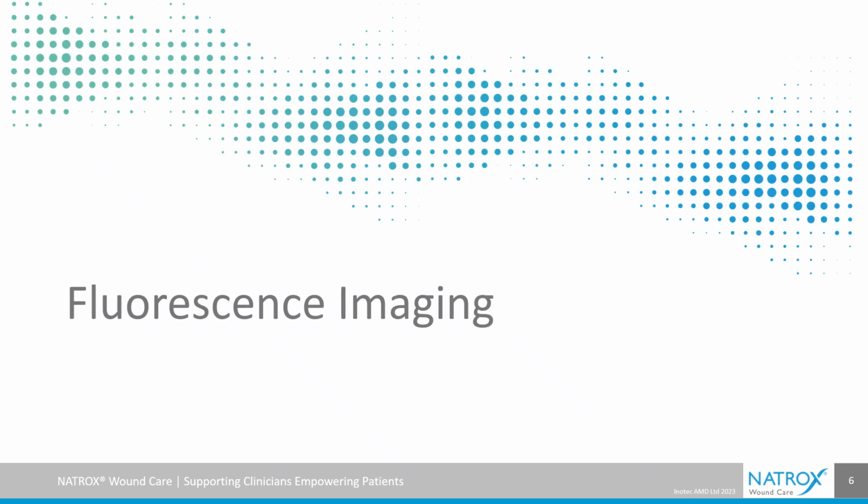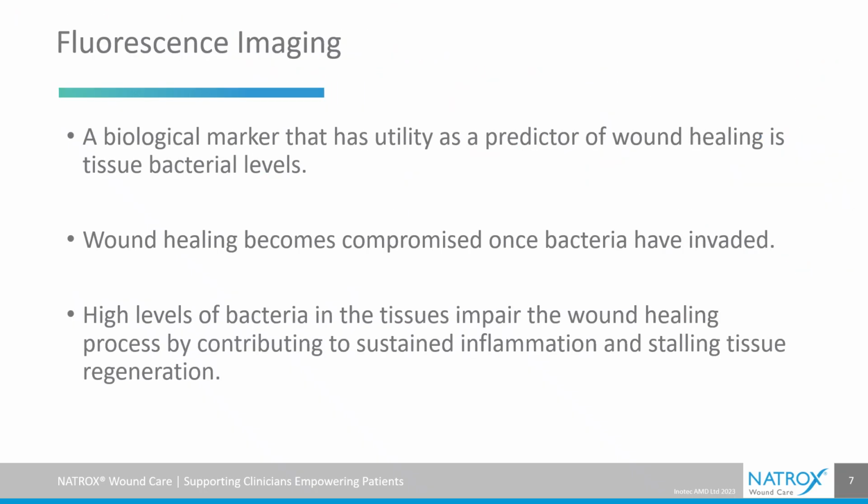First, we'll discuss fluorescence imaging. A biological marker that has utility as a predictor for wound healing is tissue bacterial levels. Wound healing becomes compromised once bacteria have invaded. High levels of bacteria in the tissue impair wound healing and contribute to sustained inflammation and stalling of wound tissue regeneration.